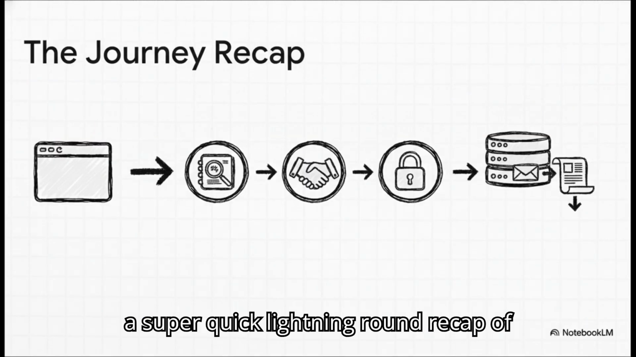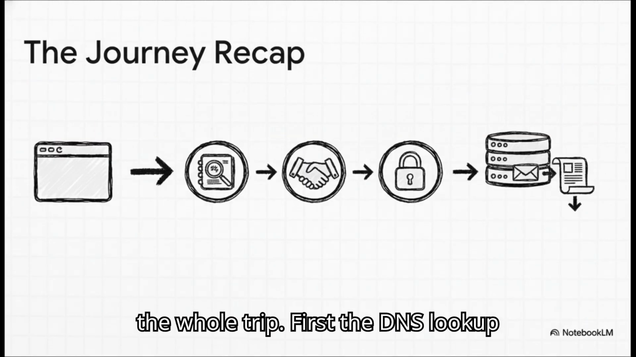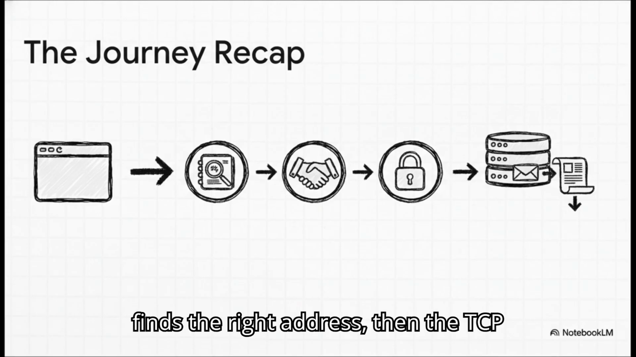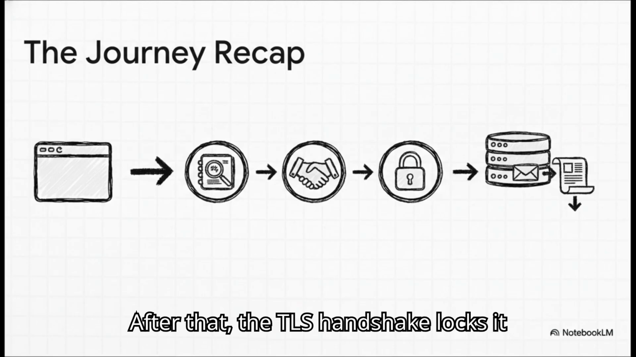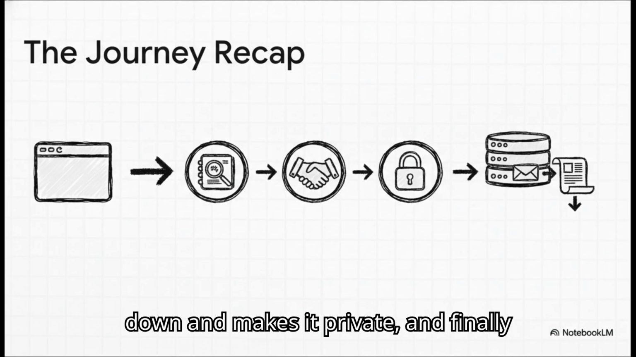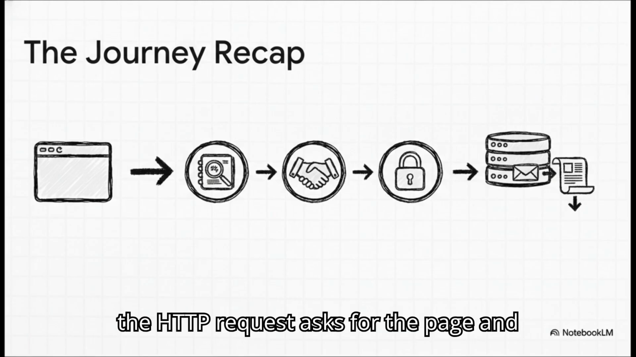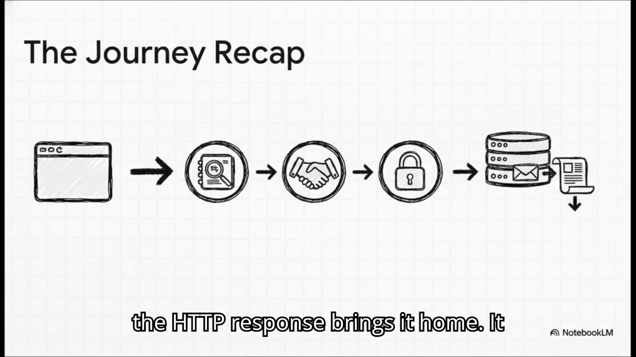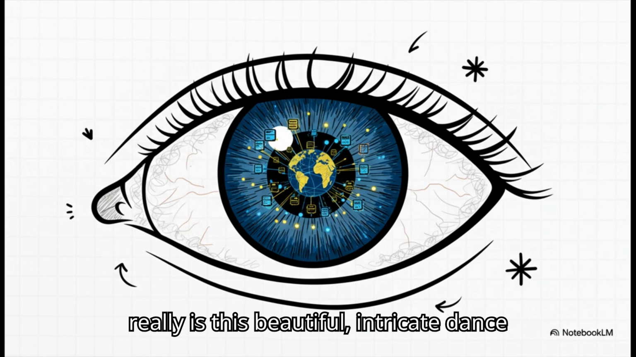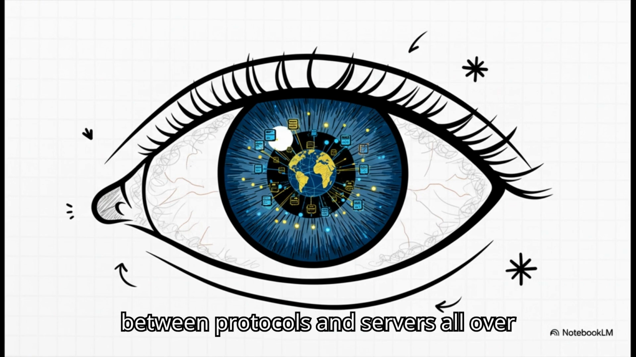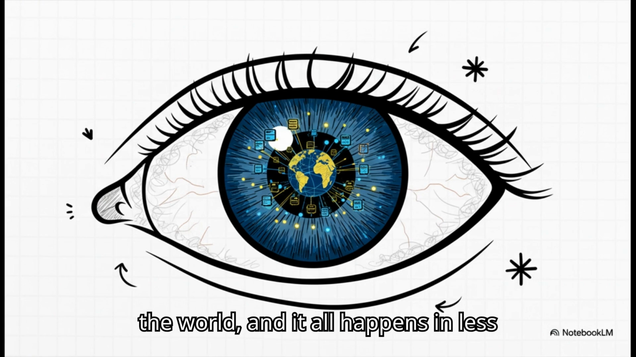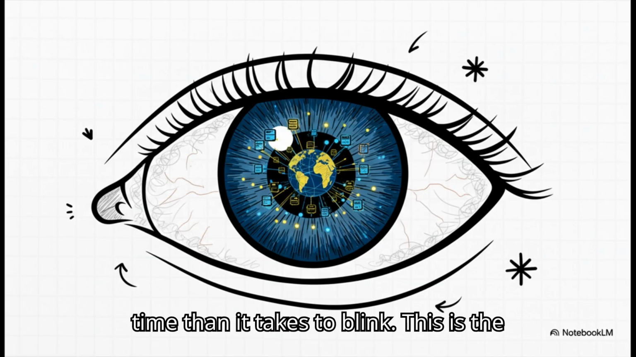All right, let's do a super quick lightning round recap of the whole trip. First, the DNS lookup finds the right address. Then, the TCP handshake opens a solid connection. After that, the TLS handshake locks it down and makes it private. And finally, the HTTP request asks for the page, and the HTTP response brings it home. It really is this beautiful, intricate dance between protocols and servers all over the world, and it all happens in less time than it takes to blink.